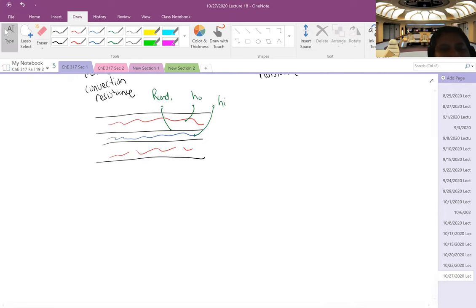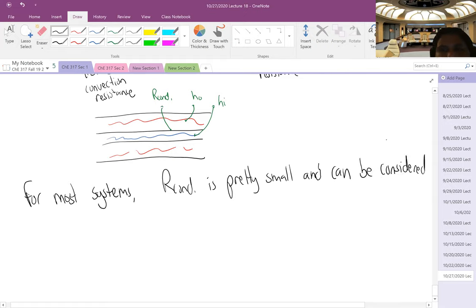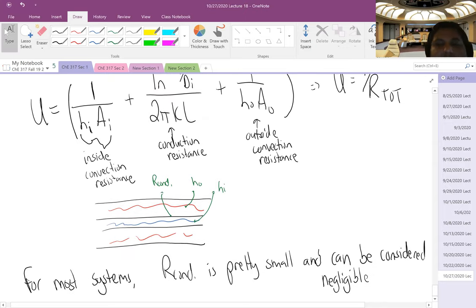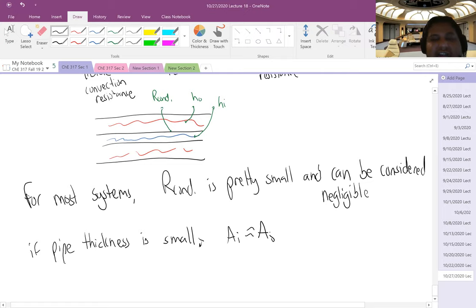Now, for most systems, the conduction resistance of that pipe is pretty small and can be considered negligible. Right? Because if we consider those pipes 99 times out of 100 to be made of metal, high thermal conductivity, low thermal resistance. So as compared to the thermal resistances of your fluids, having that third term isn't going to do a lot for you. And at the same time, if the pipe thickness is small, we can say AI is approximately AO, right? So the surface area on the inside of the pipe isn't going to be too different than the surface area on the outside of the pipe.